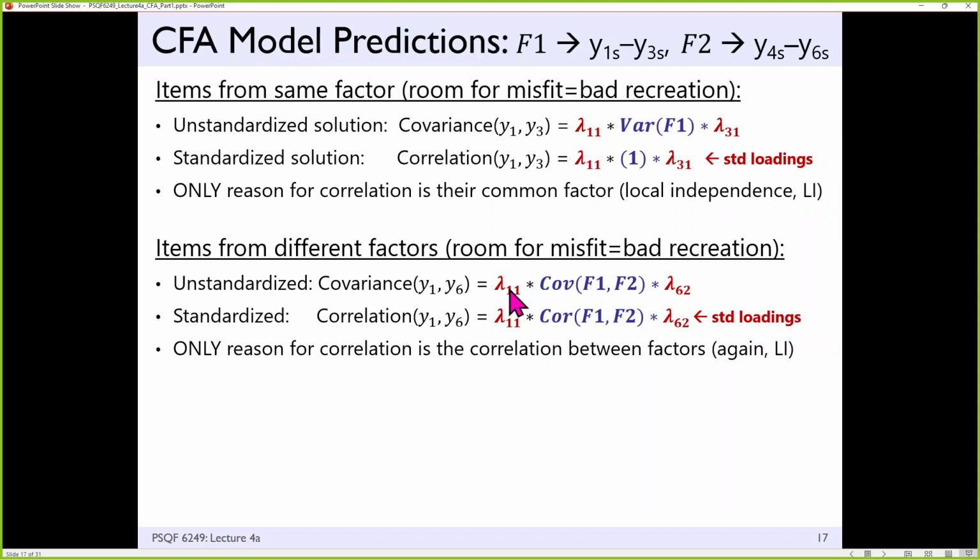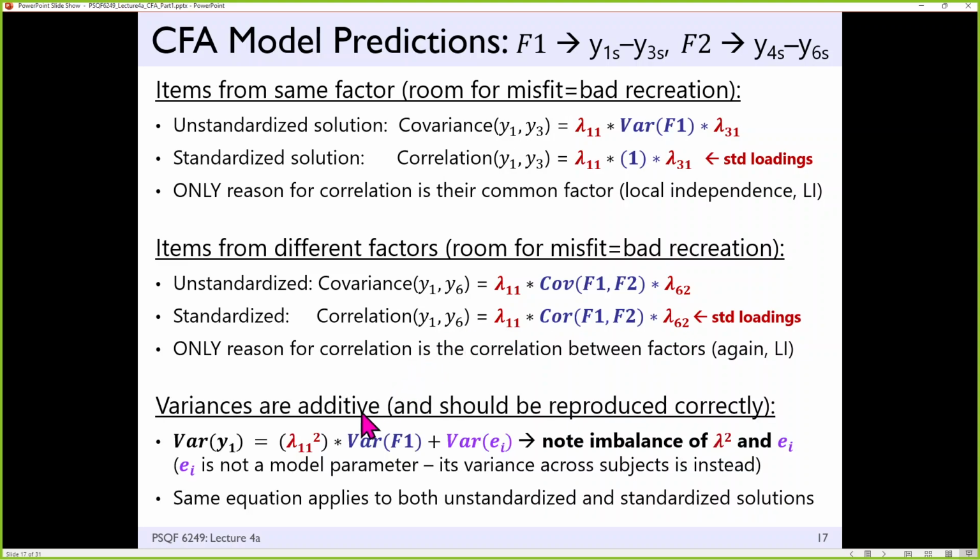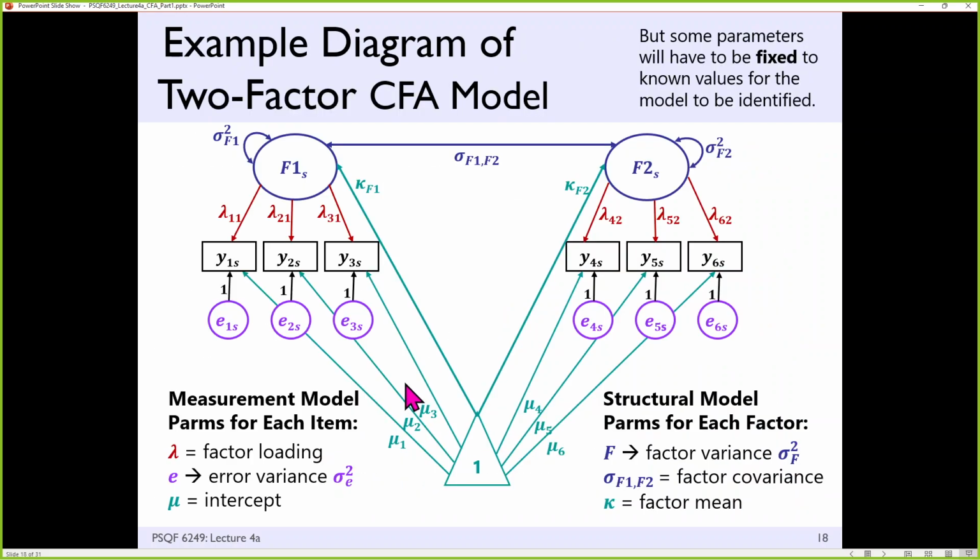Items from different factors then, same principle. The unstandardized solution is the loadings for each of the items plus the covariance of the factors. So they don't measure the same factor. The only reason they're related is because the factors are related. In the standardized solution, we switch the covariance between the factors to correlation, and we switch to the standardized loadings. So the variances then should be reproduced, as I noted before. All right, so there's my picture.